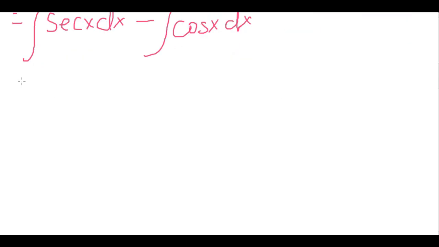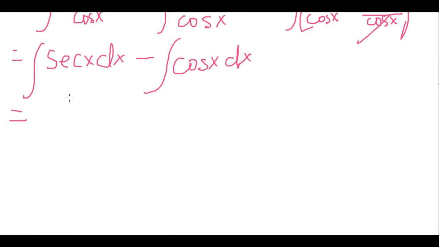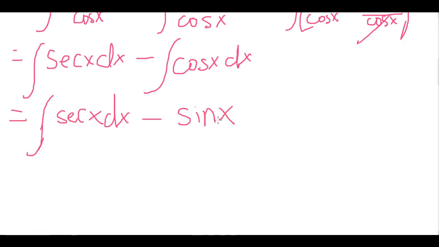So now I can write this as the integral of secant x dx, let's derive it actually. But we know the integral of cos x dx is sin x, so I can write this as it is, and now we are left with this integral.